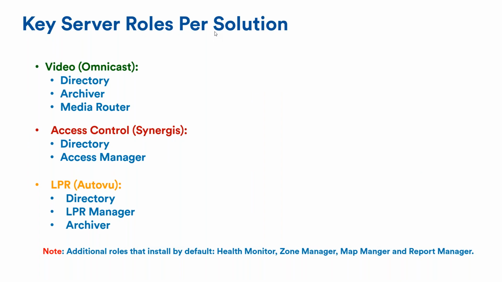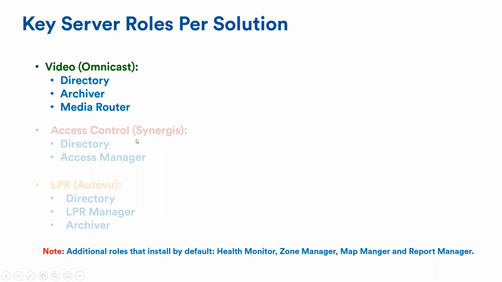So the key server roles per solution, again, for video, it's directory, archiver, and media router are the important roles. For access control, directory and access manager, and LPR, directory, LPR manager, and archiver. But again, this is an Omnicast related webinar, so we're primarily going to be talking about the directory, the archiver, and the media router.